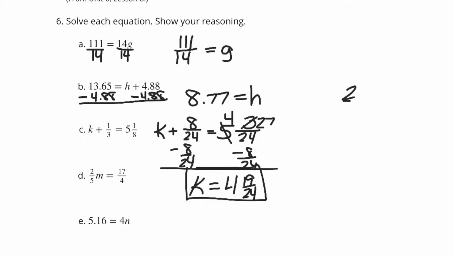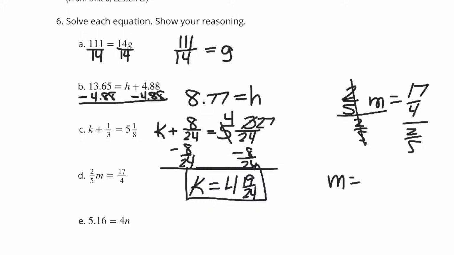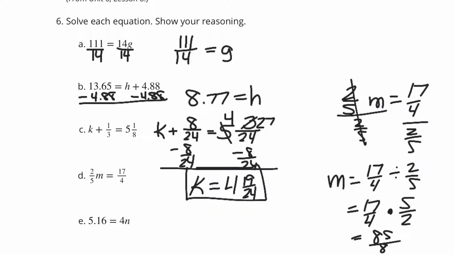In D, if we have 2/5 m equals 17/4, when you divide by 2/5 on both sides, this becomes 1. You're left with whatever m is equal to 17/4 divided by 2/5, which when you keep change and multiply by the reciprocal, you are left with simply 85/8, or the equivalent to that for m.